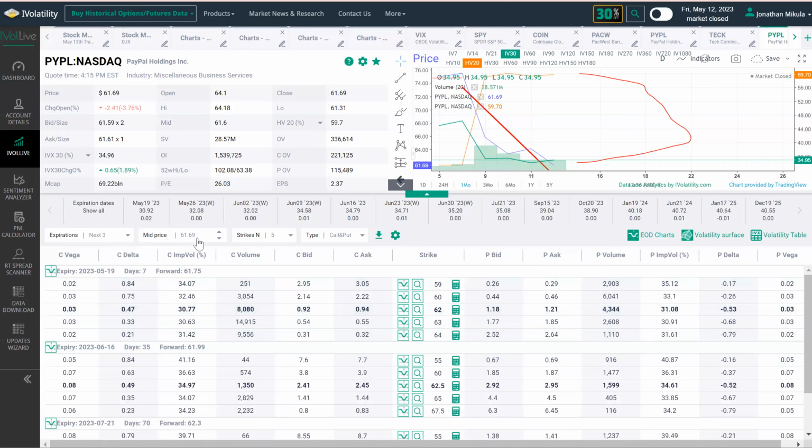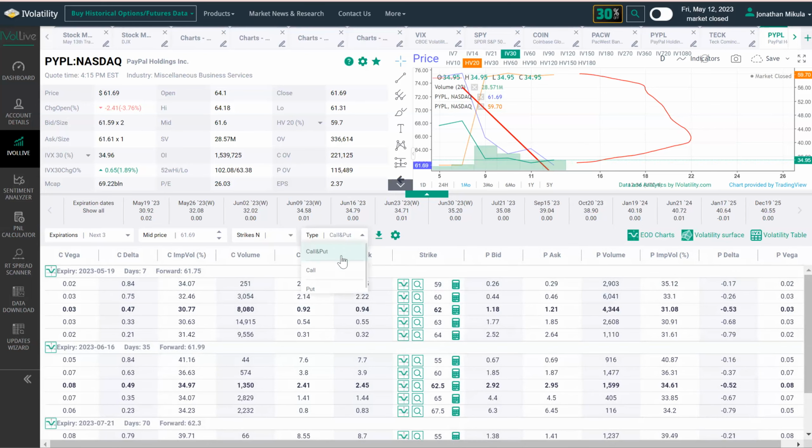And depending on some, I'm an at-the-money options trader. I like to know what's going on around the current pricing. But if you are more out of the money, you could choose a different mid price here. You could say, all right, let's change this mid price to 70, for an example. And then you'd see the 5 strikes around 70 versus the 5 strikes around the present value, 61.69. So this is how you would change how many strikes you look at. I liked 5, works well for me.